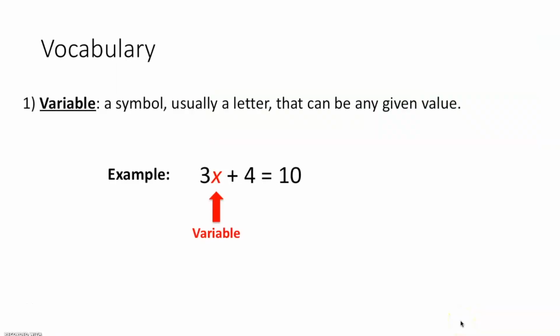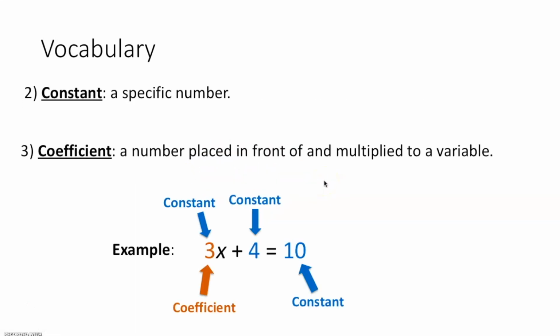First vocabulary term is a variable. That's a symbol, usually a letter, that can be any given value. So here you can see we have an equation, and in our equation we have this letter that is multiplied to 3. This letter represents any given value. So you could plug in any number for x, simplify this, and see if both sides are equal. Or you could solve this for x, get x by itself to determine what value of x would make this equation true.